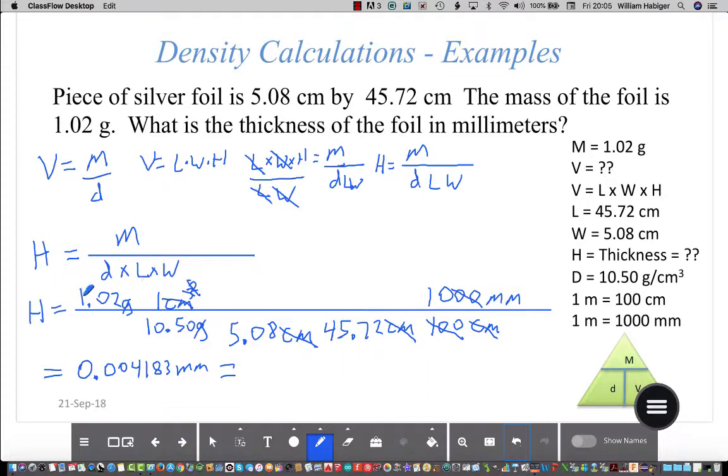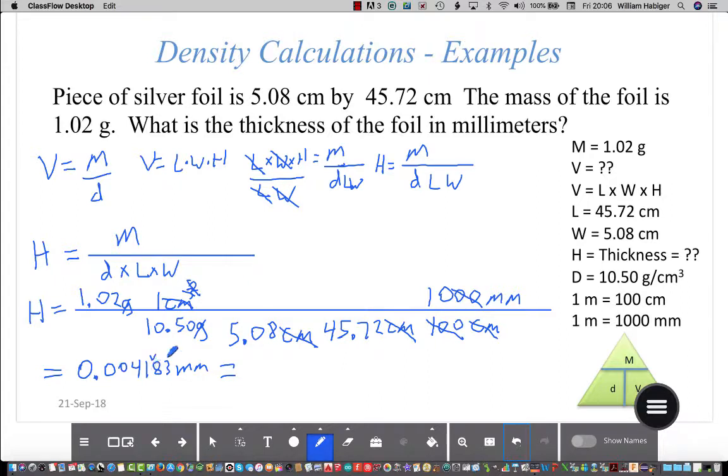The last step is to figure out our number of sig figs. Our significant figures in 1.02, that has 3 sig figs, 10.50 has 4, 5.08 has 3, 45.72 has 4, and then our conversion factors, remember, those are true by definition, so they have an infinite number of sig figs, so we ignore those. And so of those, the one with the least number of sig figs is 3, so that means our answer is going to be good to 3 sig figs. Now, we have to remember that leading zeros are never significant, so we don't start counting until we get to the 4. And so once we're at the 4, we count over 3. 1, 2, 3. So 8 is going to be our last sig fig.